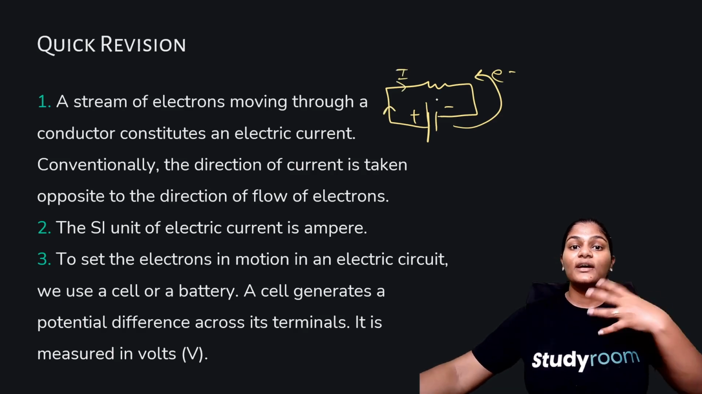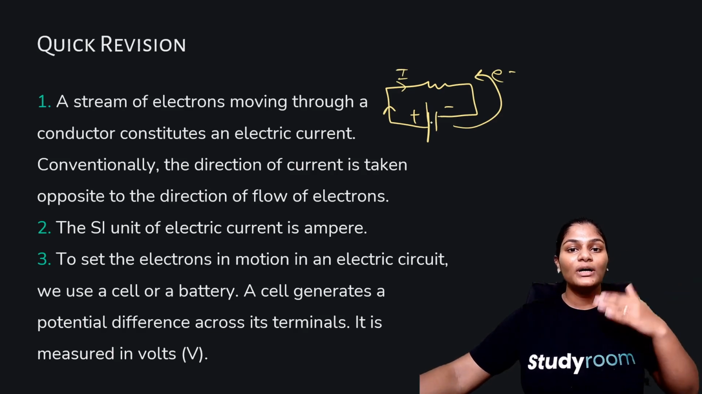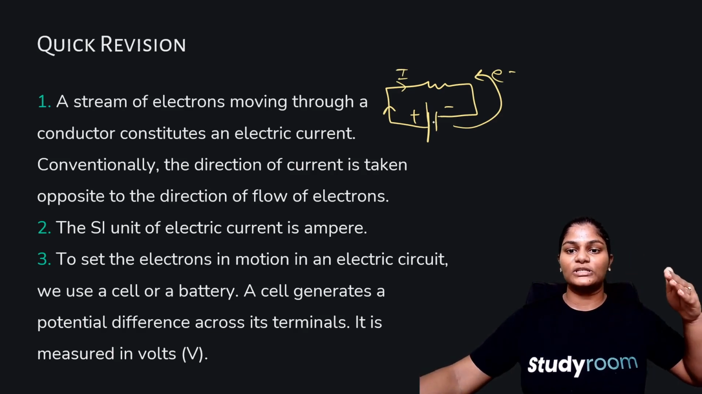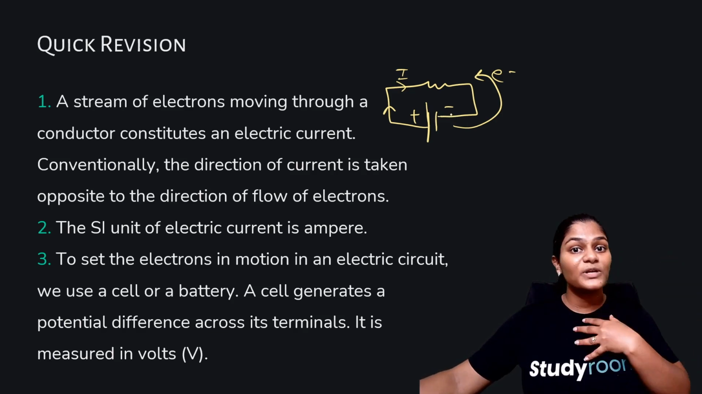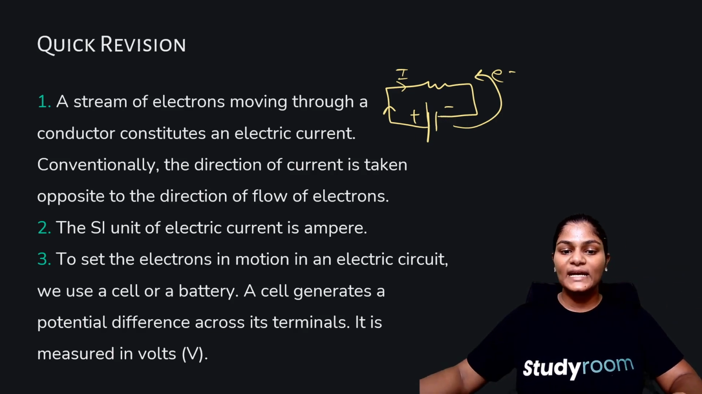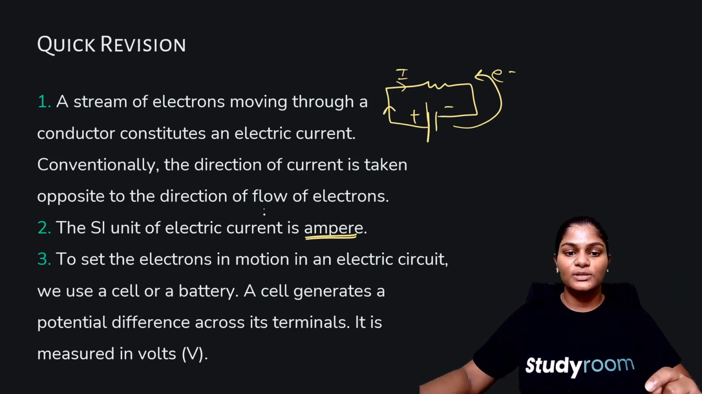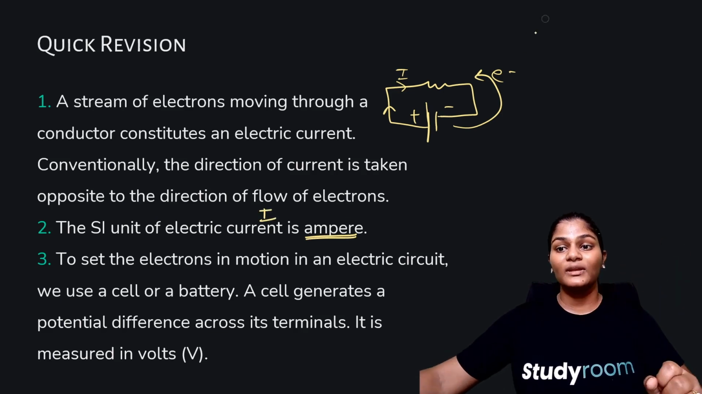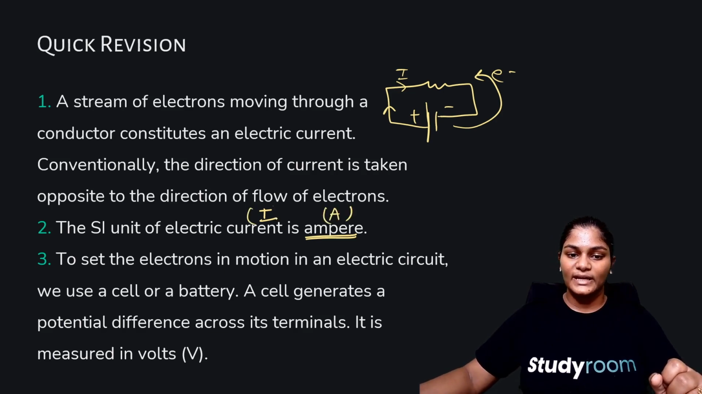Like we said that current is like us, like we should go in the positive direction. So current also goes from the positive to the negative. It starts from the positive, or it goes opposite to the flow of the negative charge. Like we should go opposite to negativity. Okay. We learned about the units and symbols. So the symbol for current is I, and the SI unit is ampere, which is represented by capital A.